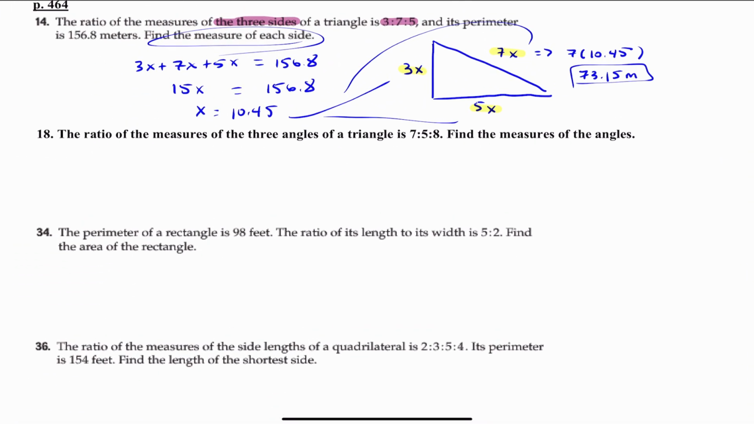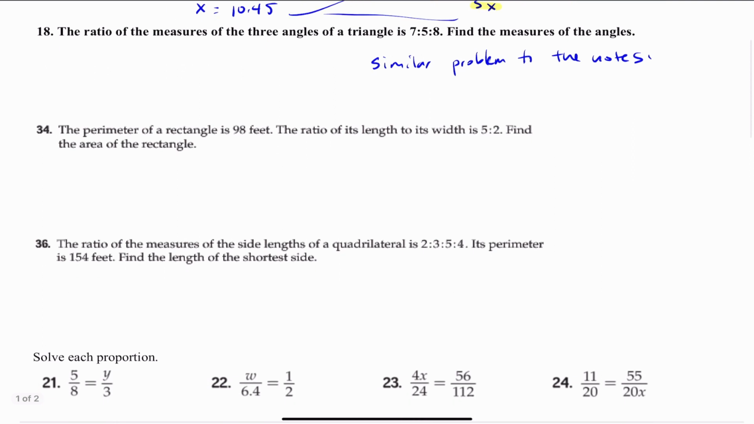And then here we have number 18. The ratio of the measures of the three angles of a triangle is 7 to 5 to 8. Find the measures of the angles. This is basically the same. Sorry, not the same. It's more like a similar problem to the notes. So go ahead and look at that one and then replicate those ideas we talked about in the notes and do that on the homework.